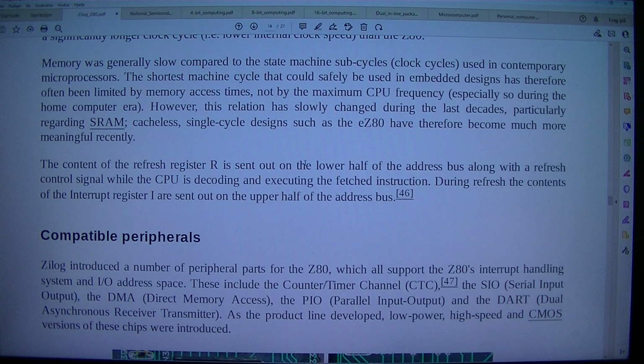Memory was generally slow compared to the state machine subcycles, clock cycles, used in contemporary microprocessors. The shortest machine cycle that could safely be used in embedded designs has therefore often been limited by memory access times, not by the maximum CPU frequency, especially so during the home computer era. However, this relation has slowly changed during the last decades, particularly regarding SRAM; cacheless, single-cycle designs such as the Z80 have therefore become much more meaningful recently.